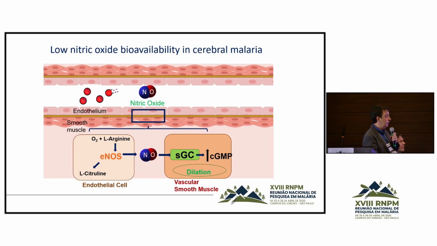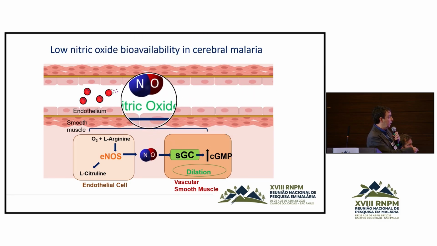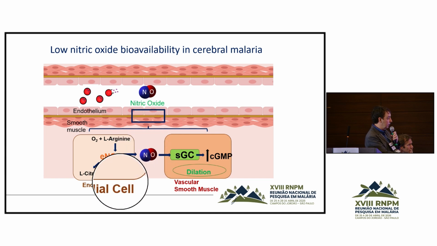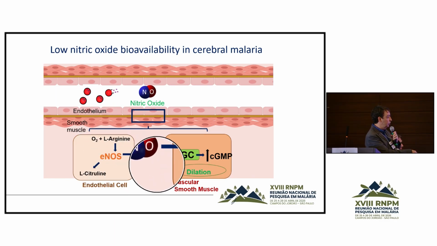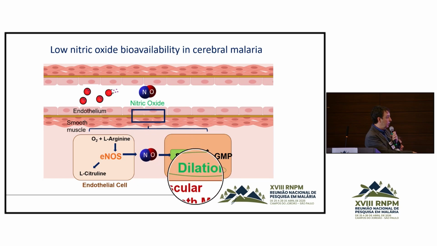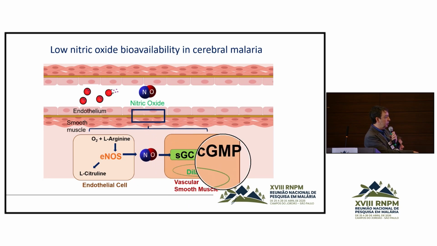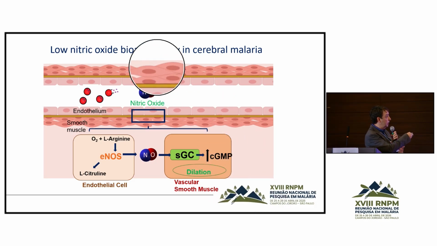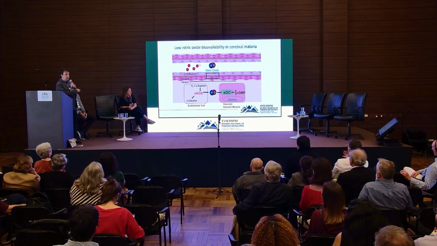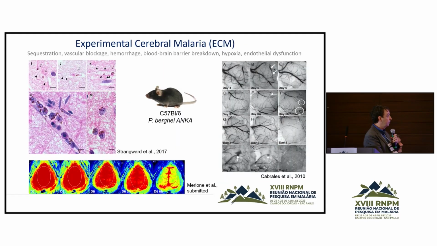One of the biggest problems in vascular issues is that the patients with severe malaria or cerebral malaria have a low bioavailability of nitric oxide. It is a small molecule that is produced by the endothelium through the nitric oxide synthase enzyme, which leads to the production of nitric oxide, which is taken to the smooth muscle, leading to the production of cGMP that is going to take to the dilation of the vessel. In malaria, you have a low bioavailability, and this whole process of dilation is harmed.